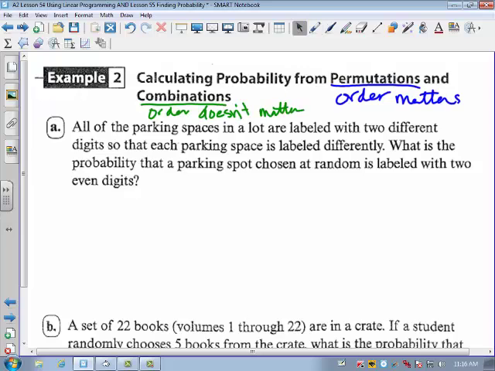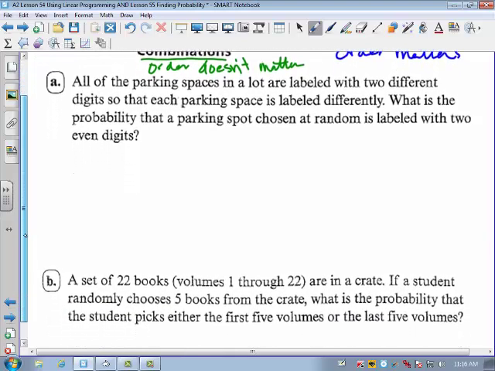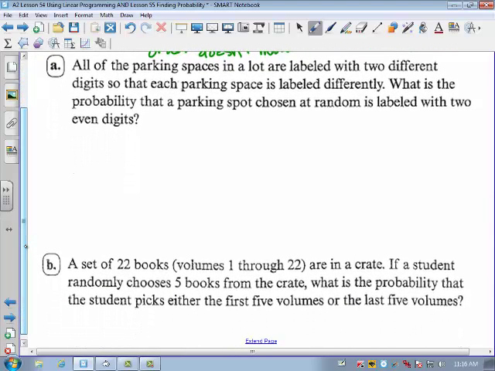Okay. So, on A, it says all the parking spaces in a lot are labeled with 2 different digits. Okay, so all of them are 2-digit numbers, so that each parking space is labeled differently. That's important for you to realize. 2 different numbers means you don't have any doubles. No 11, because that would be 1 and 1. It has to be different. Does that make sense? Alright.